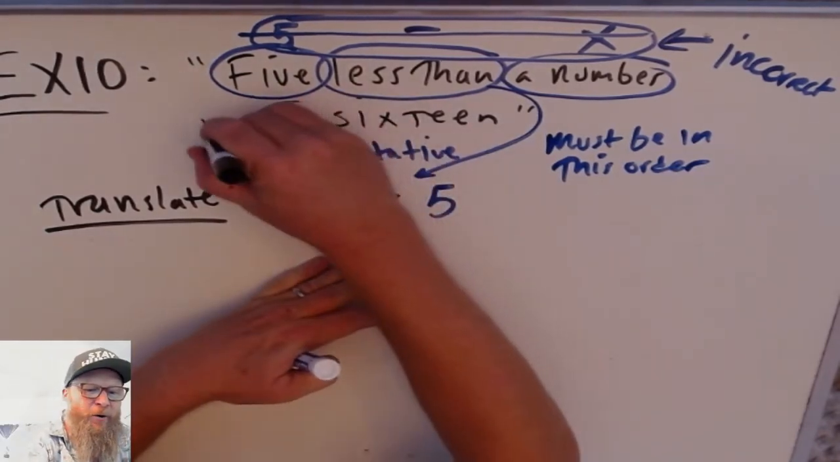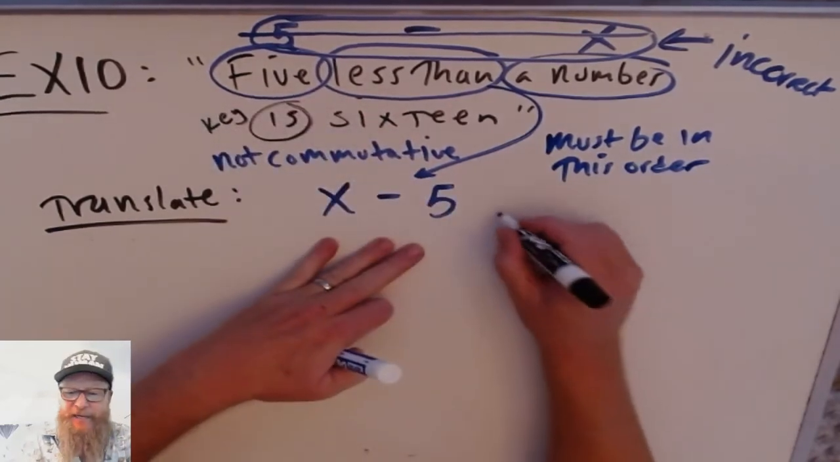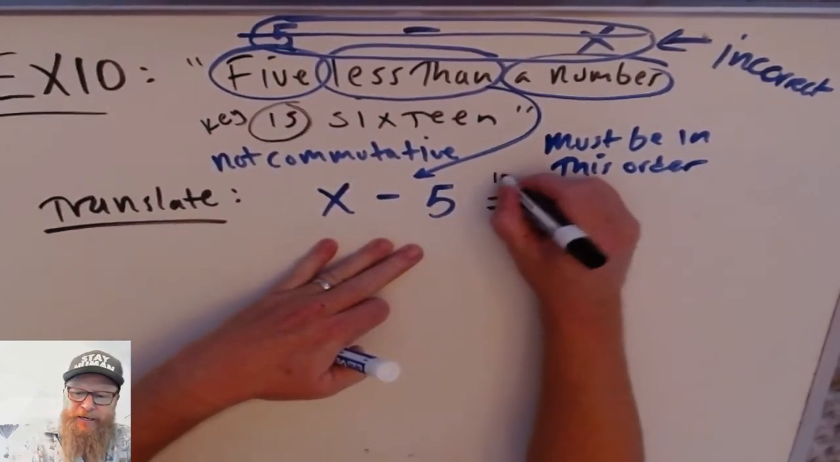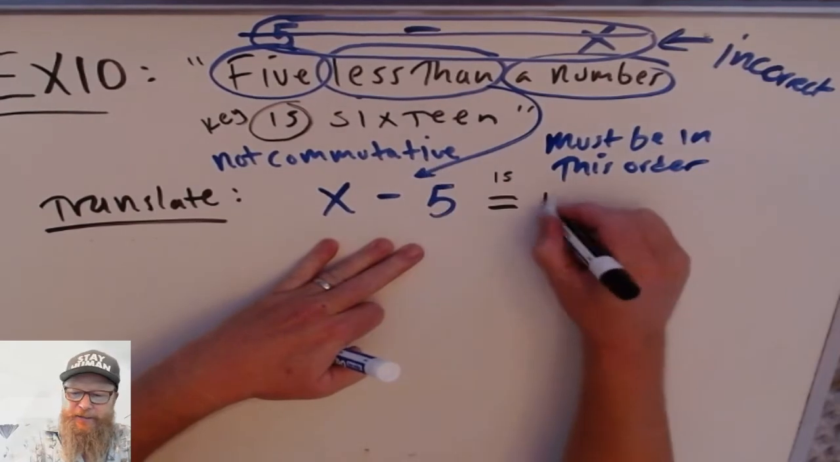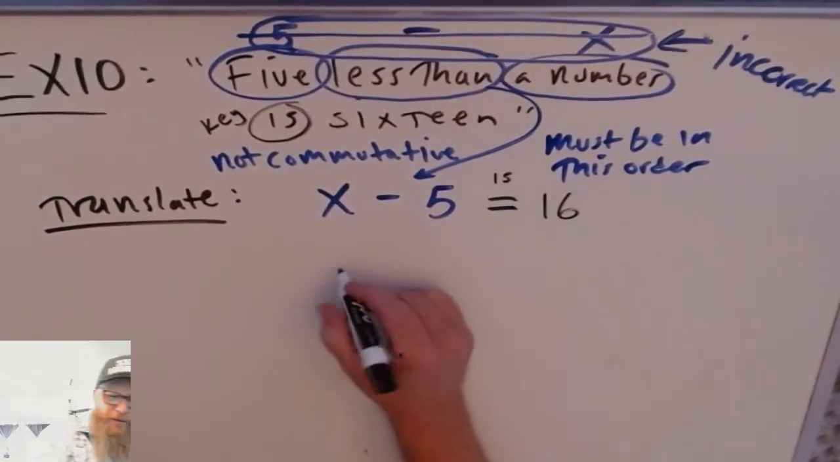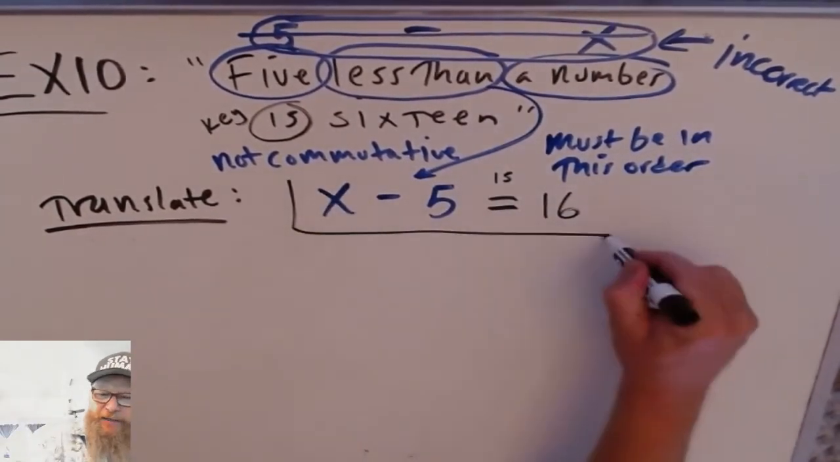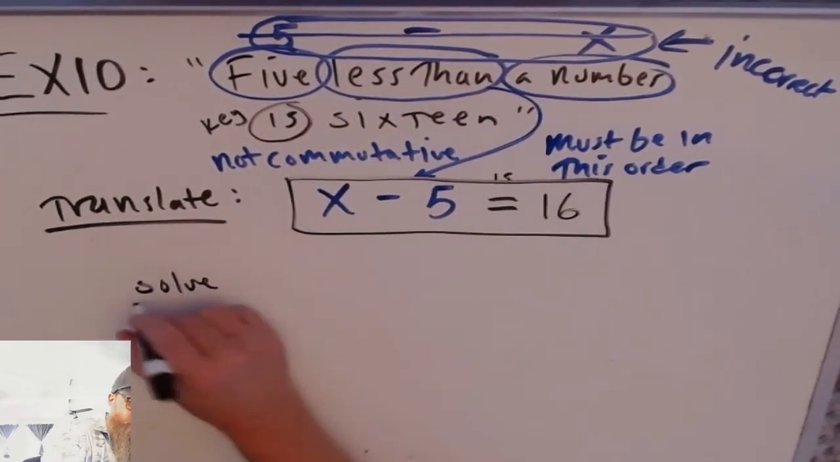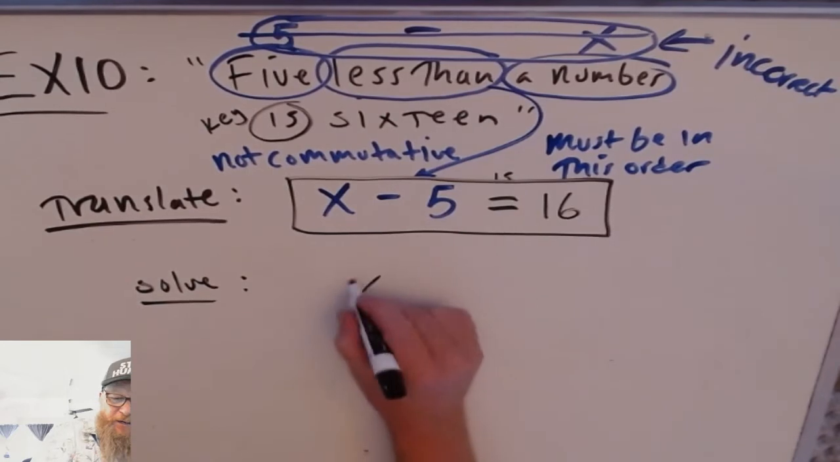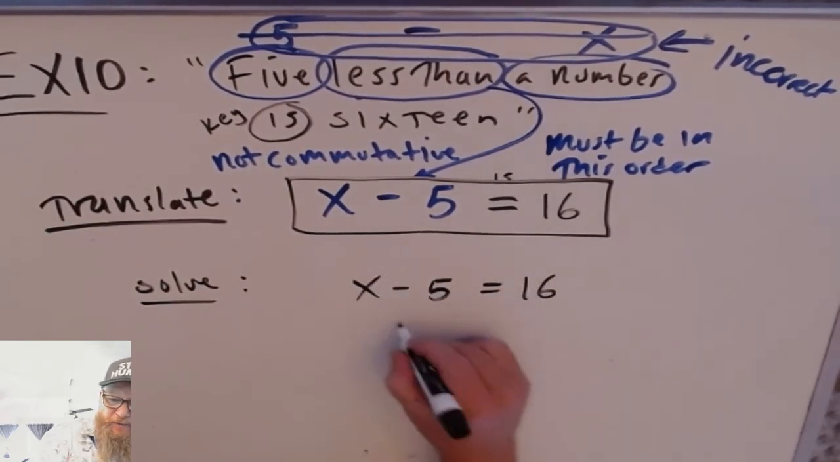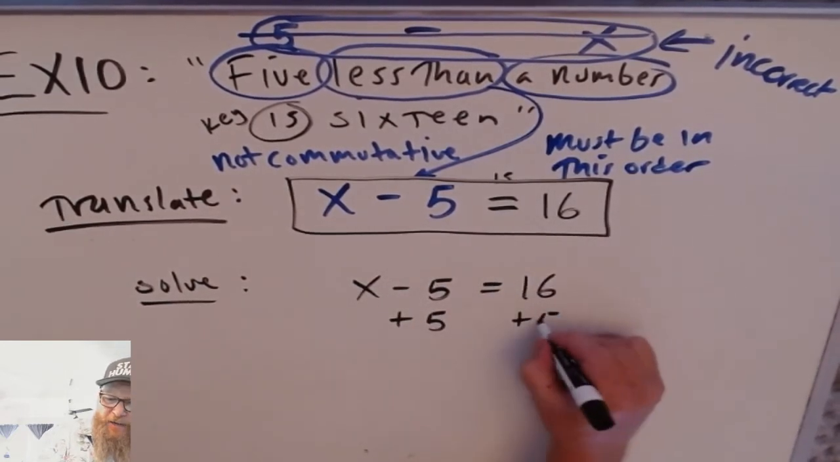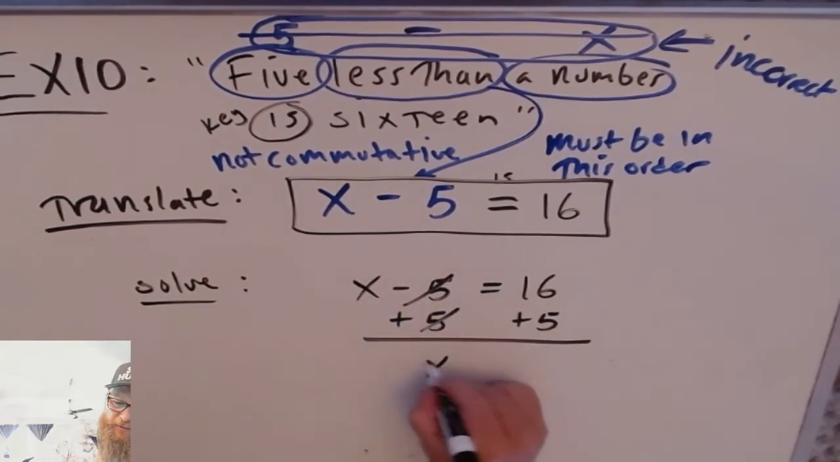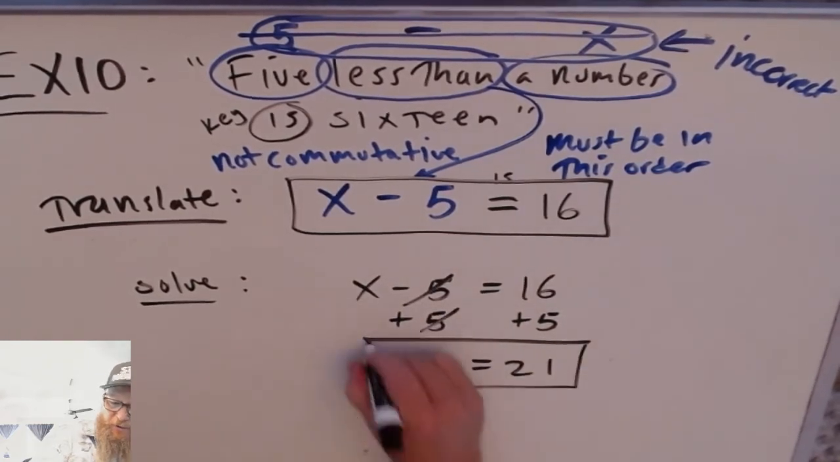Look for the key word there. The key word is is. That's your is. And then 16. So the translation is x minus 5 is equal to 16. Now we're going to solve this. Add 5 to both sides. And the solution is 21.